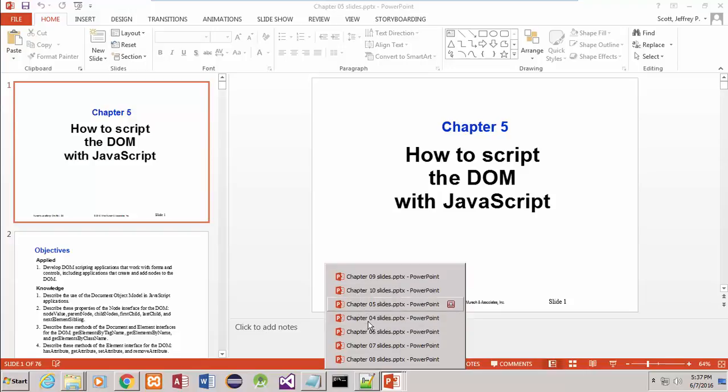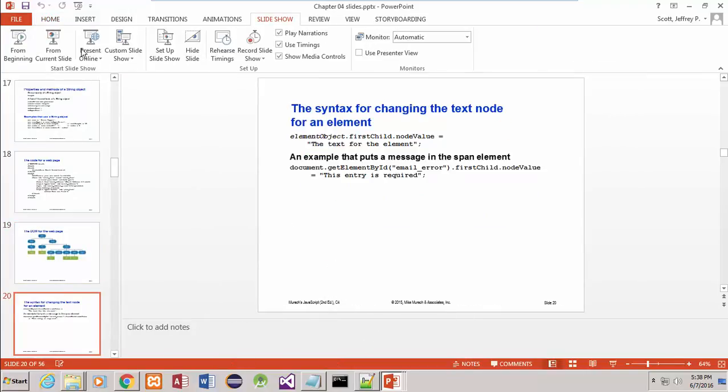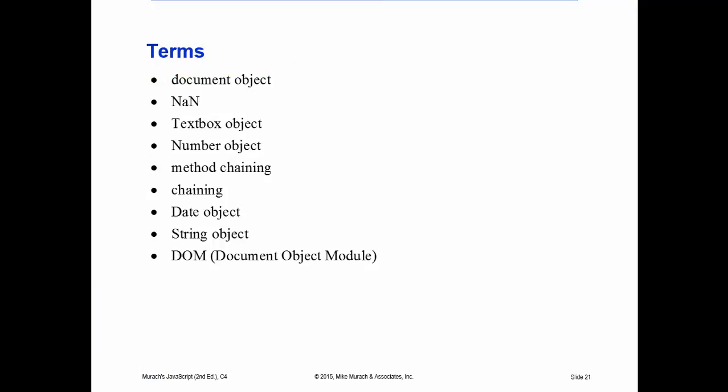All right, I'm going to go back, and what's next in here is they give us some terms. So this is all stuff you should at least start to get a familiarity with. The document object, and you've got to put document dot something for that, like document dot write.